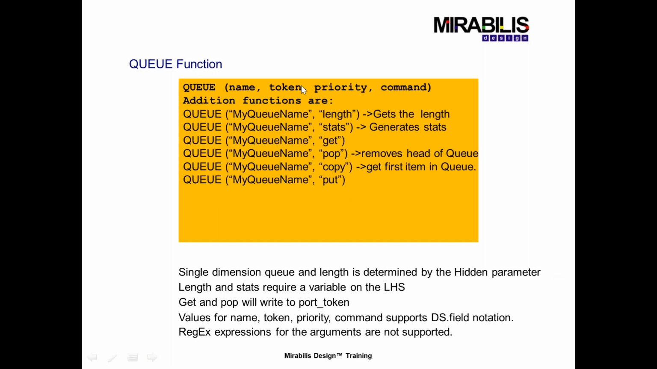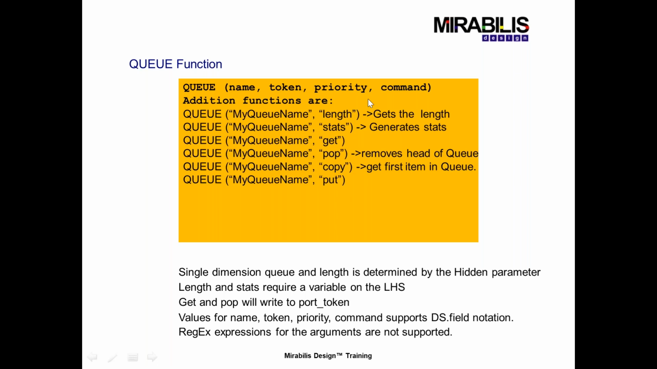Now, this is the short notation, and this is the full notation. If I use the full notation, all of these parameters could actually use a field of the data structure. So you can say port token dot name, port token dot token, port token dot priority. So it could actually get the information from the currently executing port token and start using it. Now, regex cannot be used for any one of these.